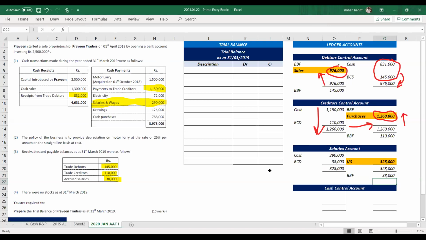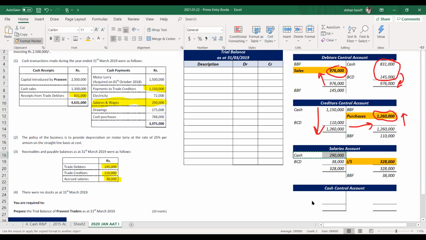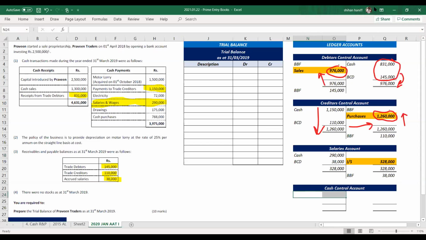And also we can do the cash control account. All the receipts, there is no opening balance. There is a question. If it is a prepaid balance, then it will be a debited balance brought forward, and it will be credited as balance carried down, and the difference will change. So here it's accrual.